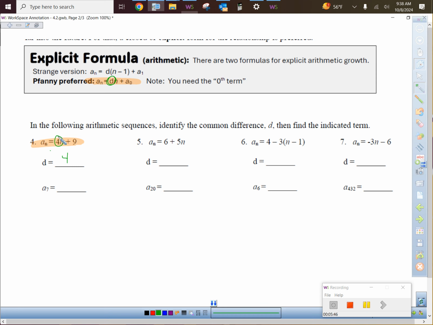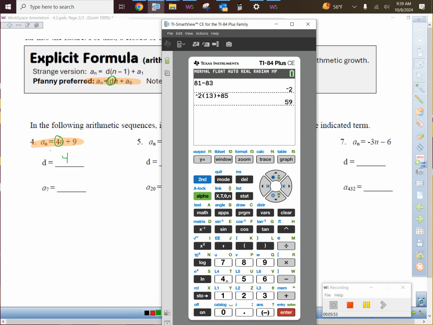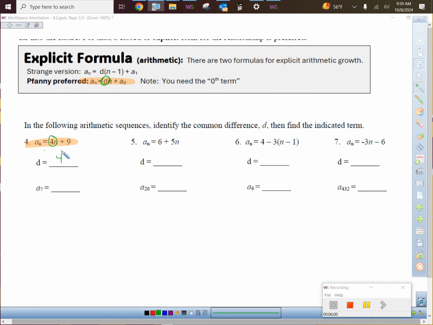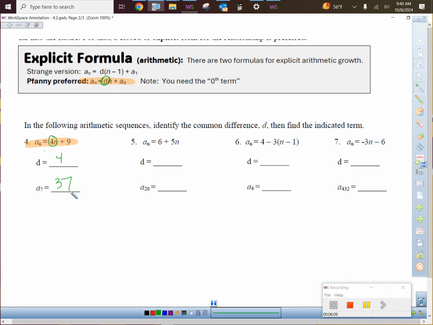Then they say find the 7th term. Cool, put 7 in for n. So I'm going to do 4 times 7 plus 9. Do you see where there was an n? Sorry, my calculator moved. Where there was an n, I put a 7 in its place. I got 37.